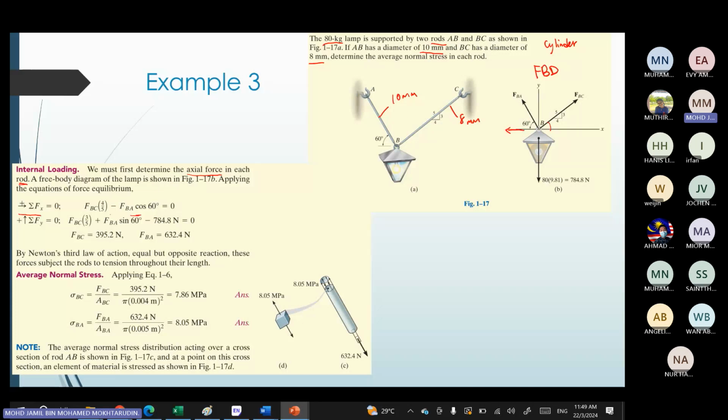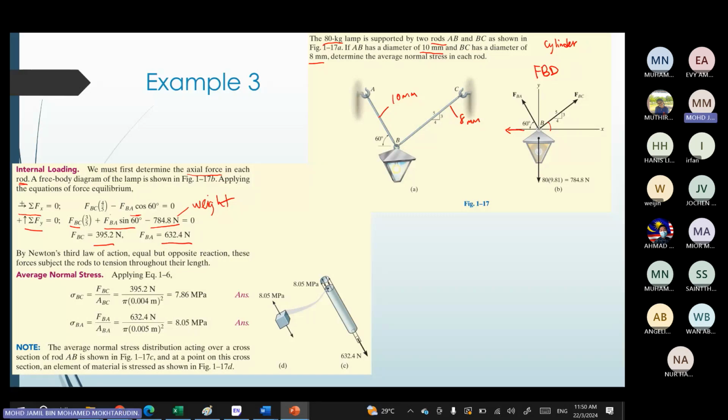Then repeat the process for the y direction. You get 3/5 times FBC plus FBA sine 60 degrees minus the weight. Okay, now you get simultaneous equations. You can solve the simultaneous equations either using your calculator or manually, up to you. I already posted in the group how to solve using matrix on the calculator. You can do that or solve manually, as long as you get the answer correctly.